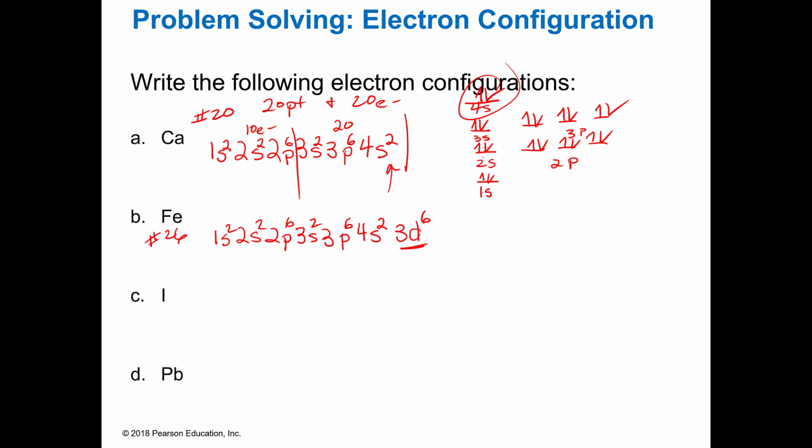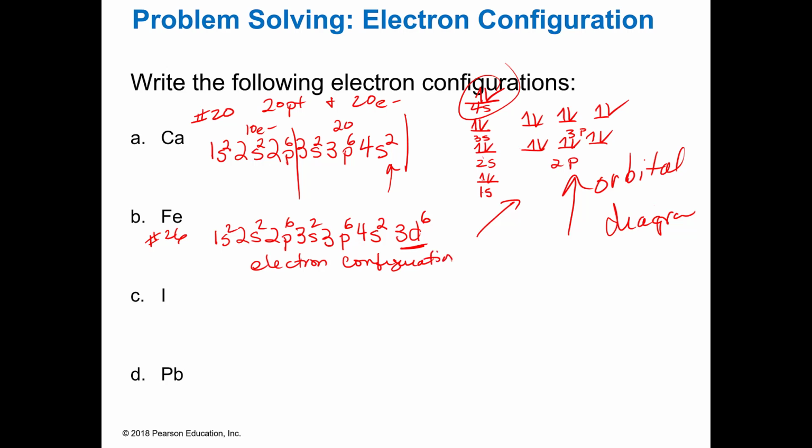And so again, if I wanted to do the orbital diagram, that's what this is, and this is the electron configuration. And it's just 2 different ways of doing it. The next one's kind of crazy. It's 53. Okay, so I'm going to have to know my order pretty far out.